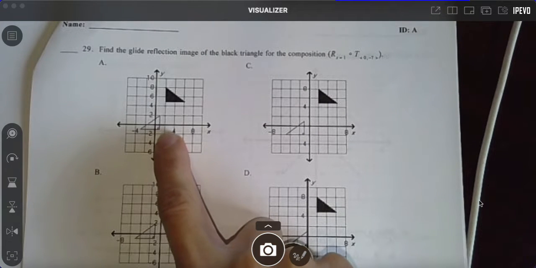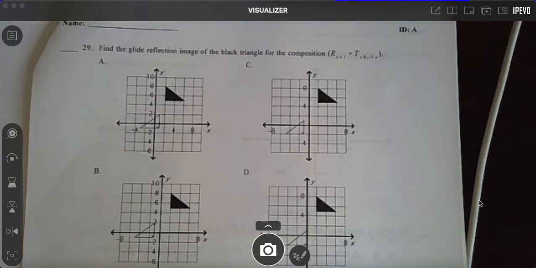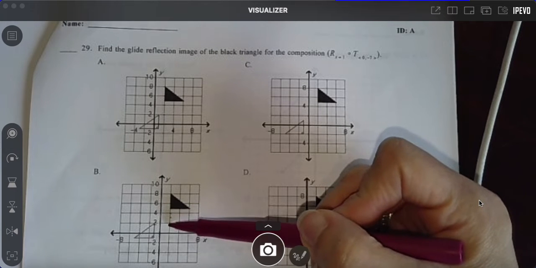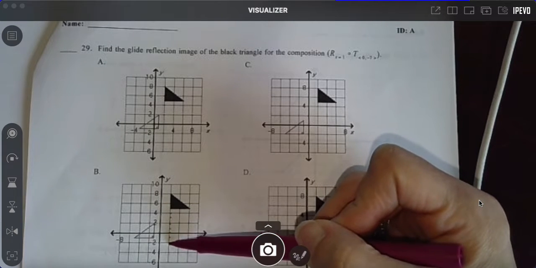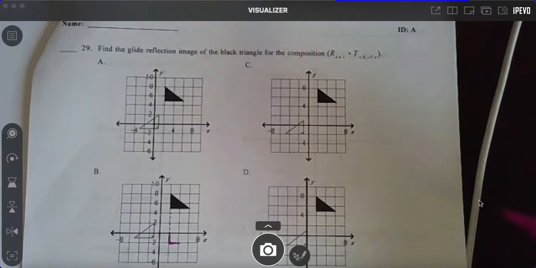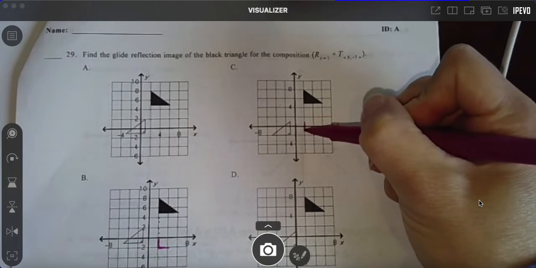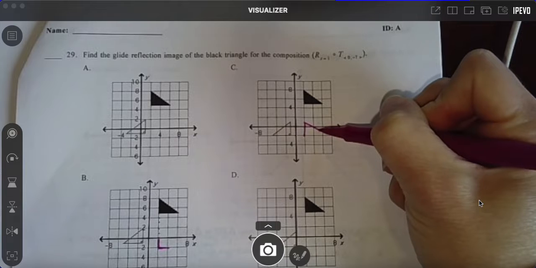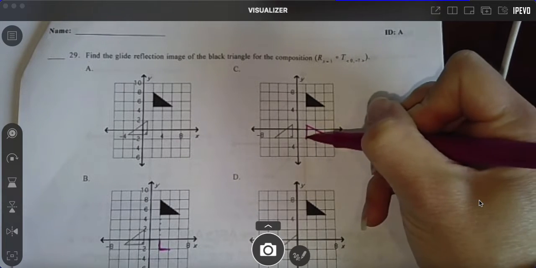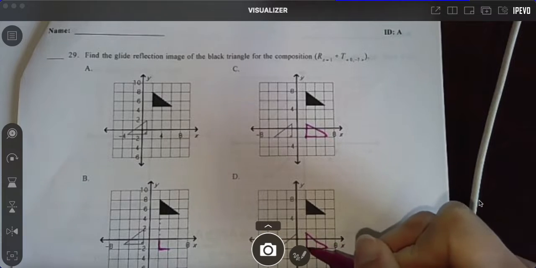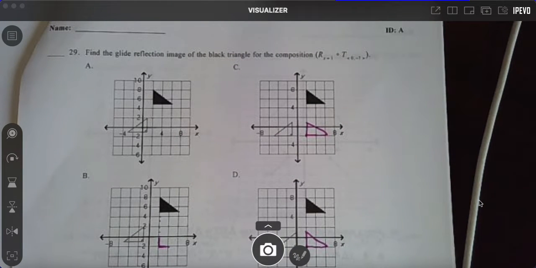I think we're moved down further than this one, right? So it's not A. Well, let me just try this one. If I'm going to move it down 7, 1, 2, 3, 4, 5, 6, 7. The bottom of my triangle would be here, right? So it's not B. So it's either C or D, right? So let me bring it down. This is kind of what my triangle would look like if it was moved down 7. It's going to match both of those somewhat. Does everybody understand that? That's translated down 7.